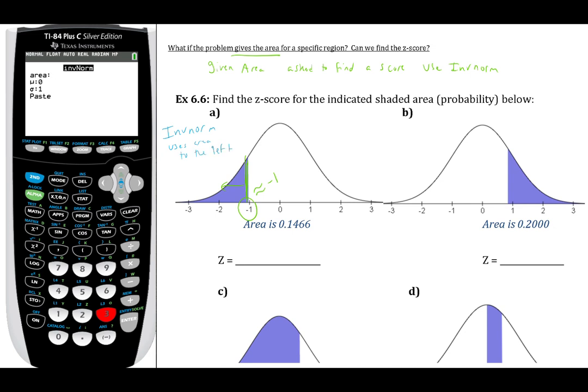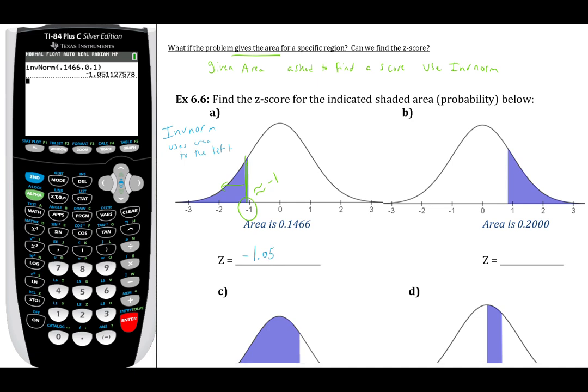All right, so that was a long introduction to something that's going to be pretty straightforward. We're just going to type in 0.1466 for the area, mean of 0, standard deviation of 1, and we'll get our z-score of -1.05.